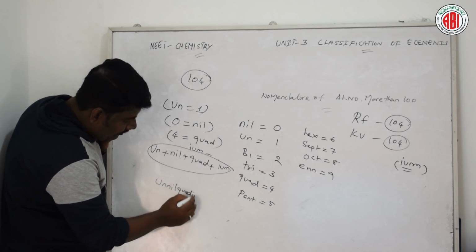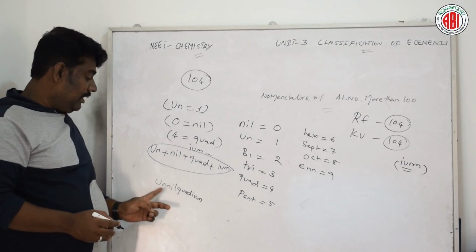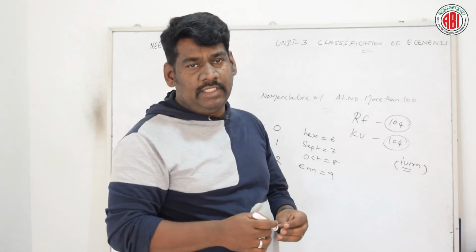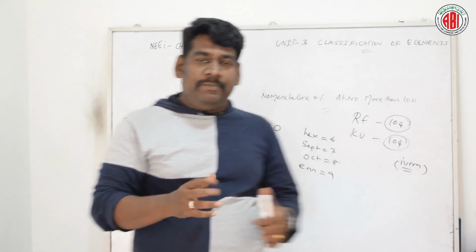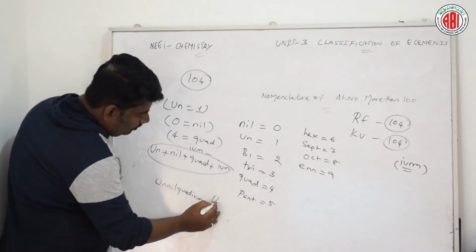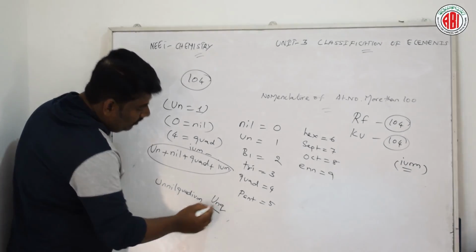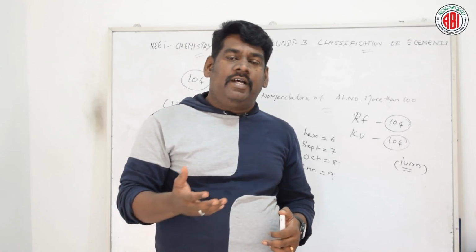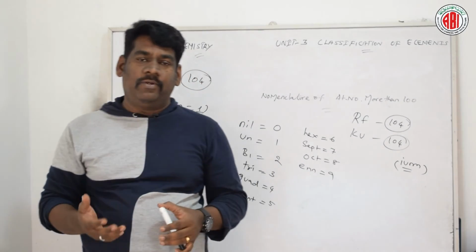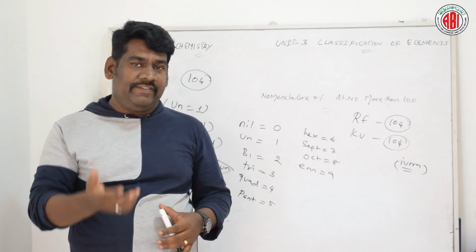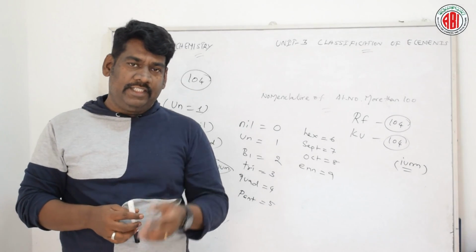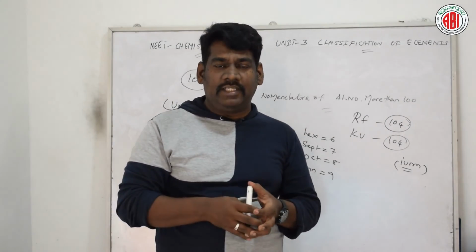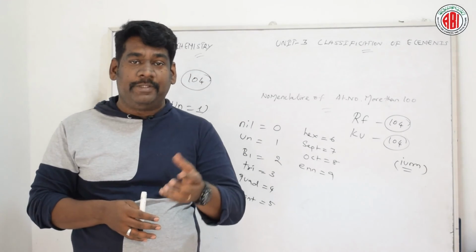unnilquadium, and its symbol is written as Unq. Similarly, it could be written for each and every element with atomic number more than 100, as given in this particular table. Look at this table, and you will be able to understand how the official names and symbols are given for the 100-plus elements in the periodic table.